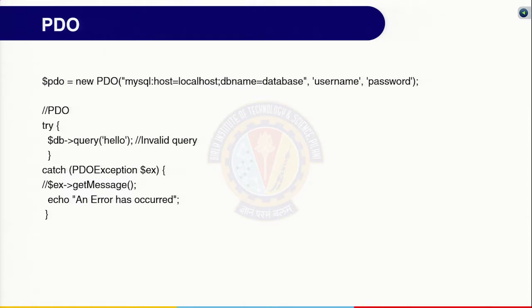We will see a small example of how to create a PDO connection. So the new PDO is created. mysql:host represents the host name. The dbname represents the database name, followed by the username and the password. You can use the query function to pass the query. Here we have inserted a sample query. You can enter the proper SQL statements or the query statements which belong to different databases.